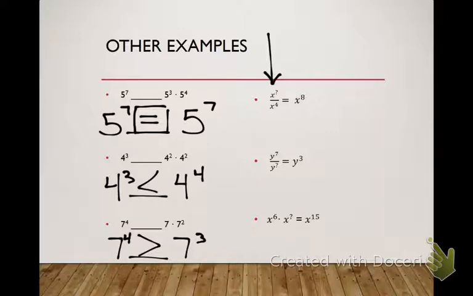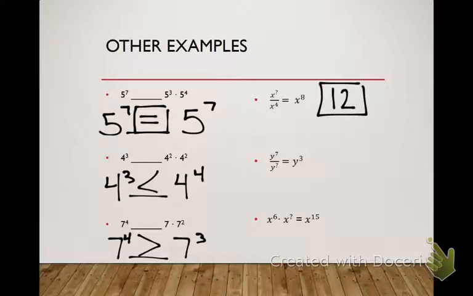What value in my numerator could be divided by x to the 4th and give me x to the 8th? Quotient of powers, do I add or subtract my exponents? I subtract. So what number minus 4 gives me 8? 12. So it's 12. Sorry, I messed up. Hold on. Okay, so it's going to be 12.